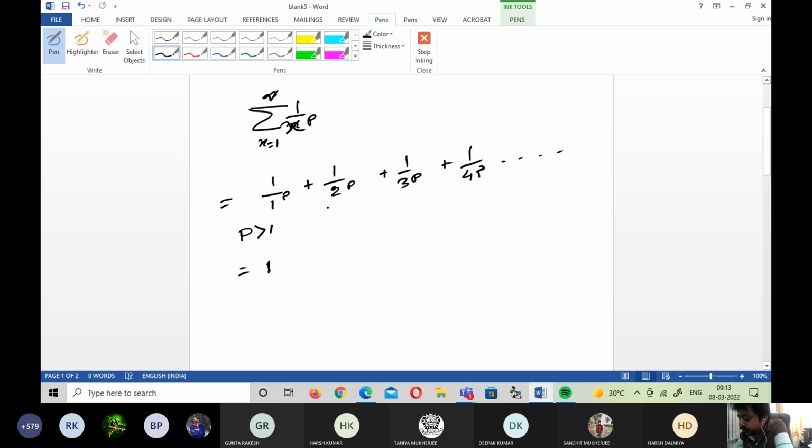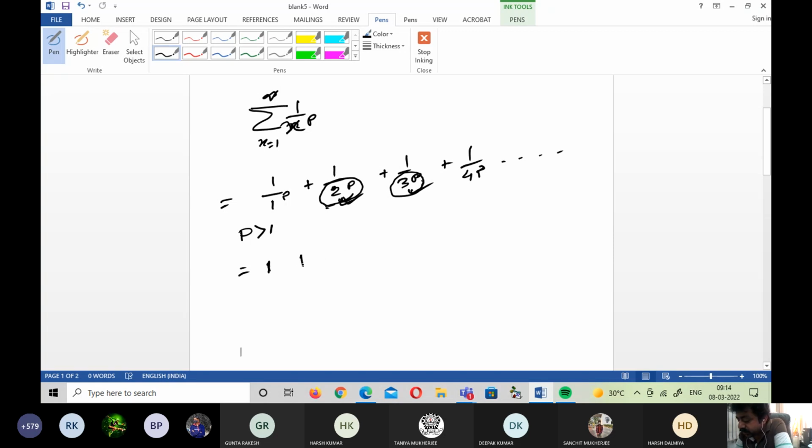But 1 by 2 to the power P, when P is more than 1, then 2 to the power P is smaller than 3 to the power P. Is it true or not? Yes, sir. 2 to the power P is smaller than 3 to the power P.